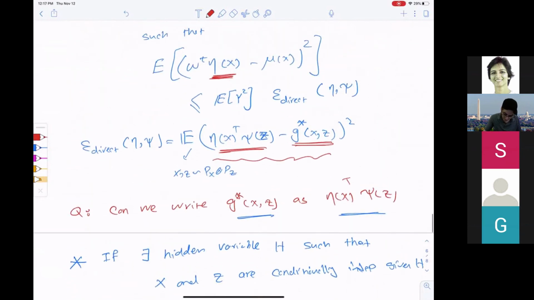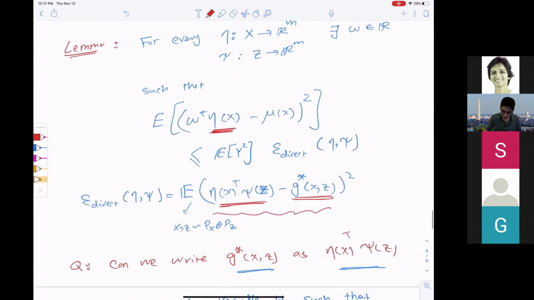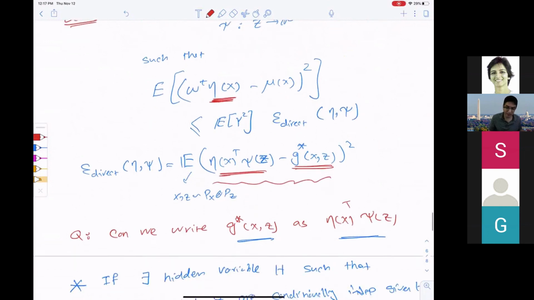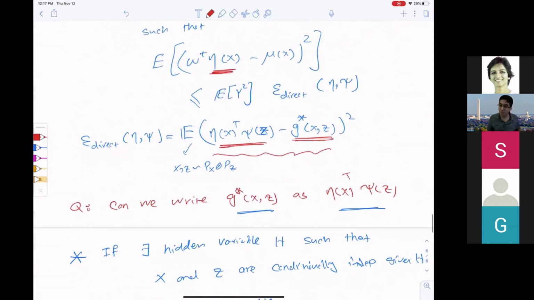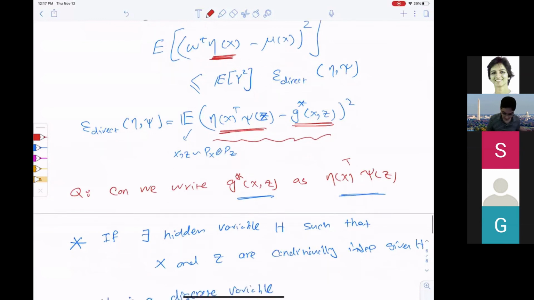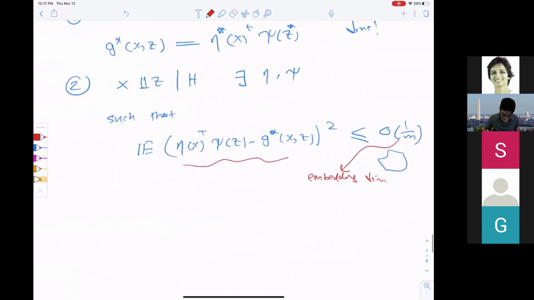So this is order of 1 over m. So w transpose eta of x would be close to mu of x with order of 1 over m. And we know mu of x is a good predictor of y. And that's basically the final result of this paper. Okay, so that's all I have.